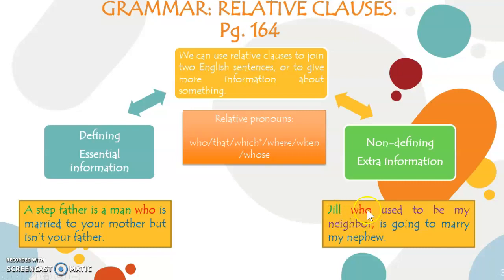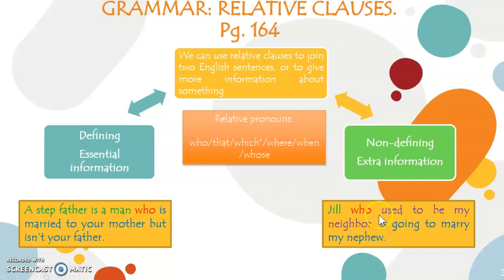So why is it important here? We are joining three different pieces of information by using the bridge of who, the relative pronoun who, because we are talking about a person, that is Jill. It is also important to mention that to separate these three pieces of information, I will use commas. You cannot forget commas. Non-defining relative clauses use commas. Defining ones do not use commas, okay?